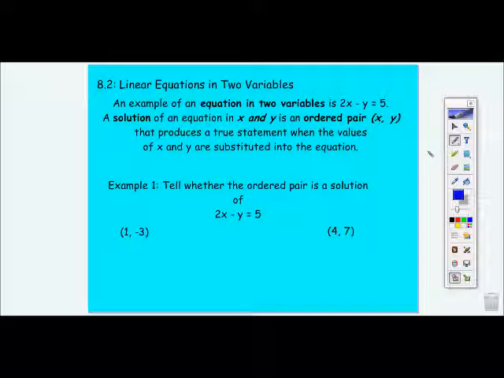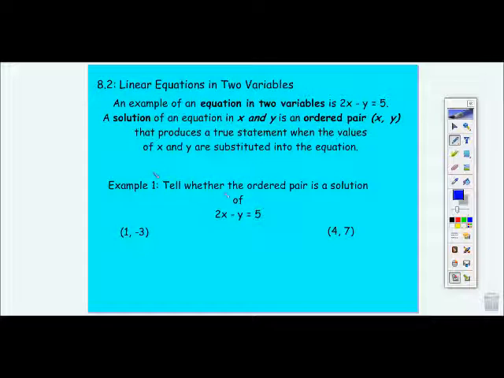8.2 is linear equations in two variables. An example of an equation in two variables is 2x minus y equals 5. A solution of an equation in x and y is an ordered pair that would be written x comma y, that produces a true statement when the values of x and y are substituted into the equation.